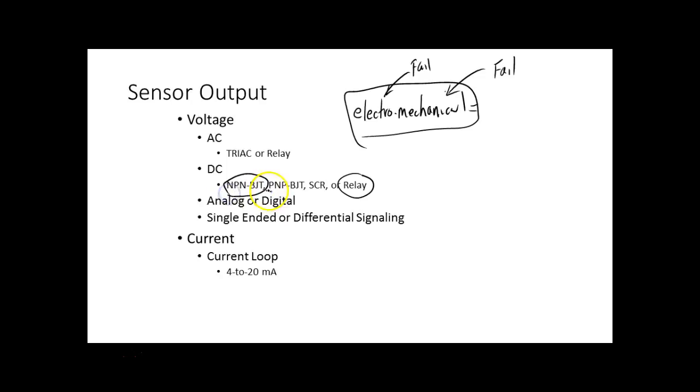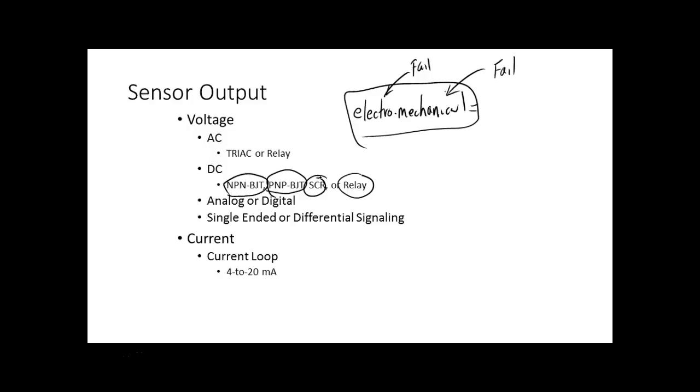But here we're going to use these bipolar transistors. And these guys are going to be real fast. So the big advantage of solid state sensors is they're less susceptible to failure, because only one thing can fail, right? And then they can respond a lot faster.